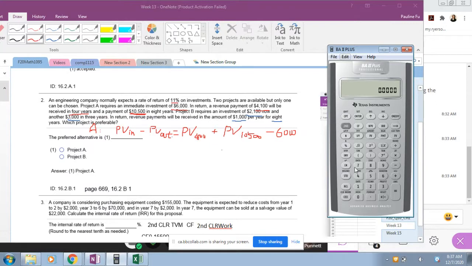This value, 4,100, is the future value, so this number is FV. This number in 4 years, 4 is N. Interest is 11%. You need 4 numbers, and 0 is PMT. Then calculate PV. So this present value is negative. It should be positive. I'll double check.